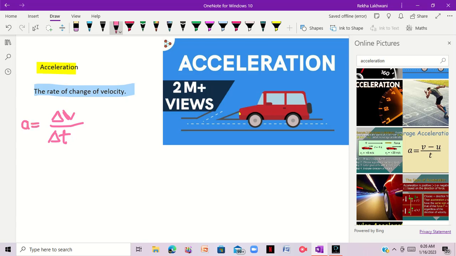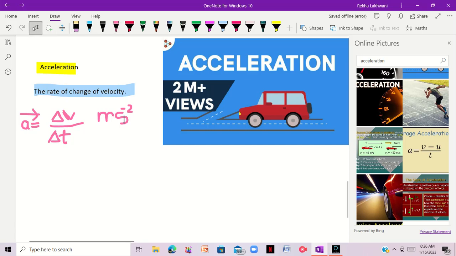Now, is the acceleration a vector or a scalar quantity? So basically this acceleration is a vector quantity, right? Now what about its unit? So its unit is basically meter per second square. This is the unit of acceleration, right?